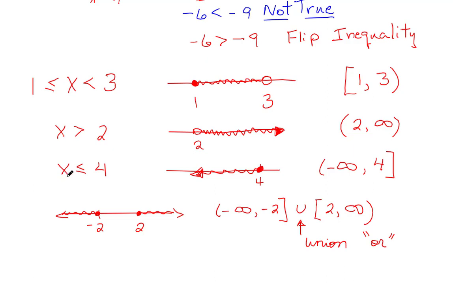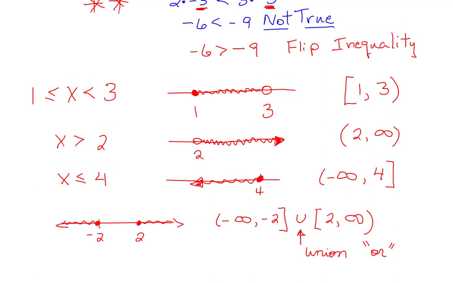What about all the numbers less than or equal to 4? All right, so here's 4. It's a closed-in dot. Goes off to the left forever. Left forever is minus infinity up to 4. 4 is a closed dot, so a bracket. Infinity, again, always gets a parenthesis.